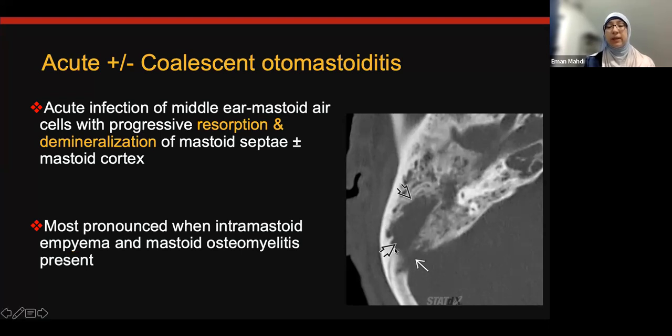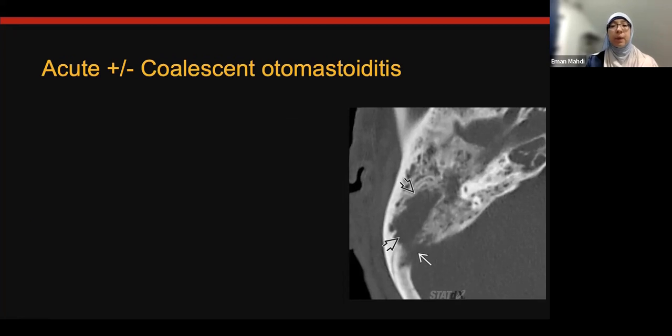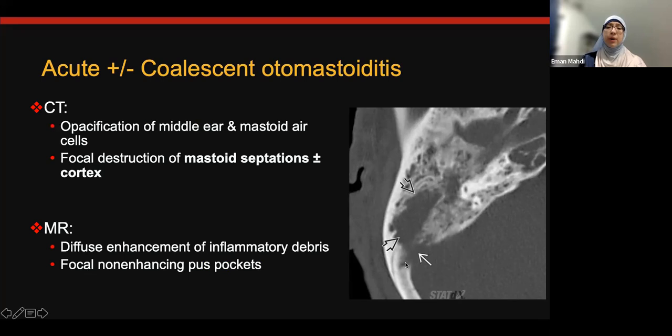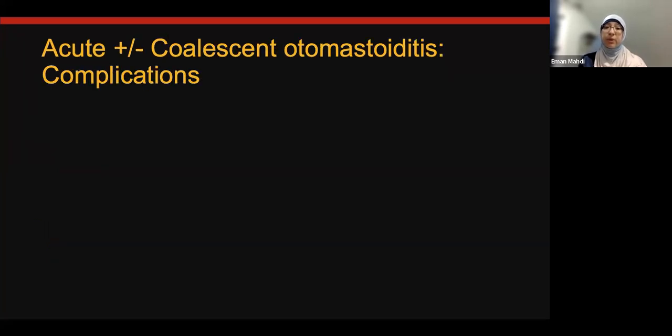And again, when it's extensive with the resorption of the septation, it can result in intramastoid empyema and osteomyelitis. So on CT, again, we see the opacification, we see destruction and loss of septation, destruction of the wall of the sigmoid plate. And on MRI, we can see the enhancement of all these inflammatory debris. And we can see pockets of abscess formation, the non-enhancing pocket formation.